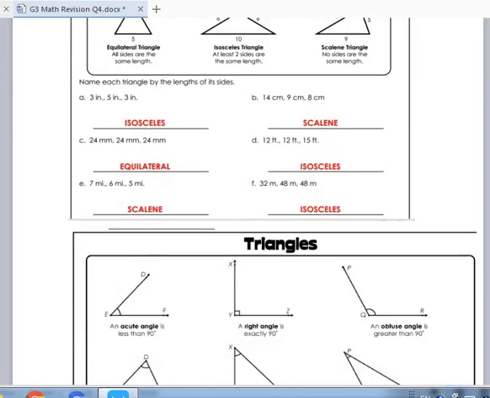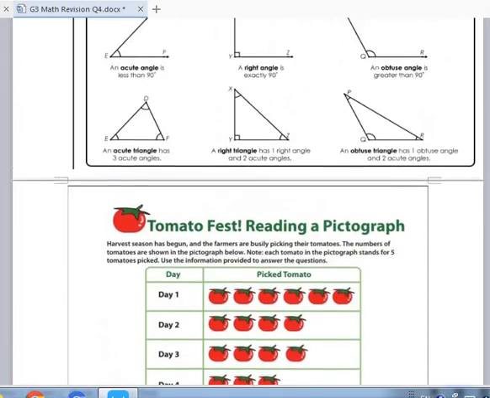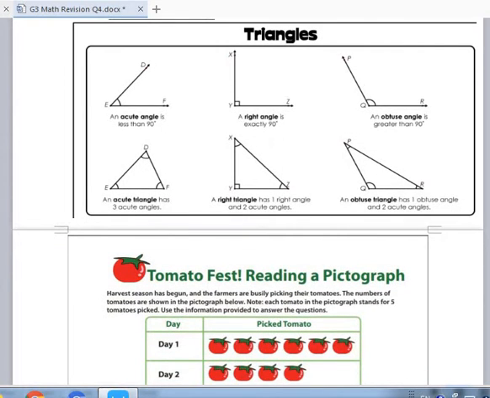Okay, let's go to this. Triangles. Do you remember here the measure of angles?